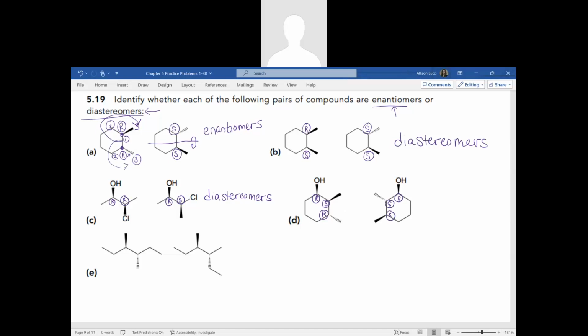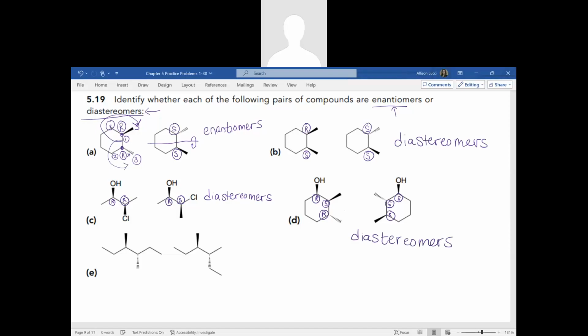We would need all three of our configurations to be opposites, but we see that these are not mirror images of each other, and we do not have a reflection of all of our chiral centers. So once again, we would see diastereomers.